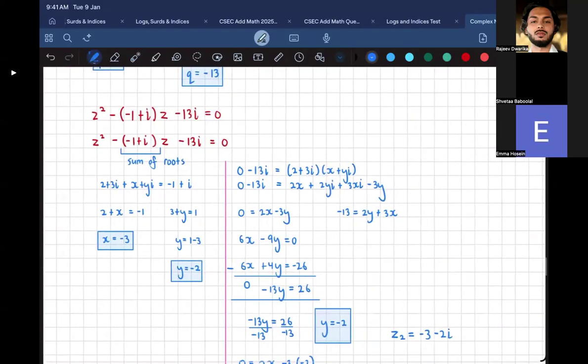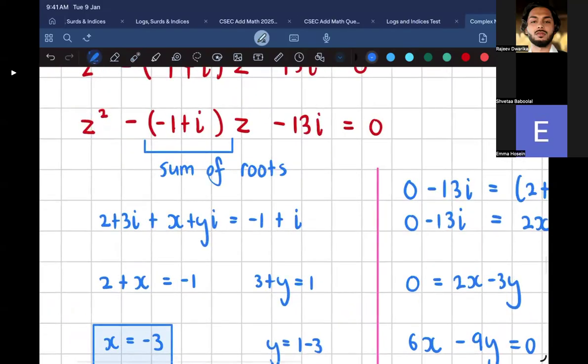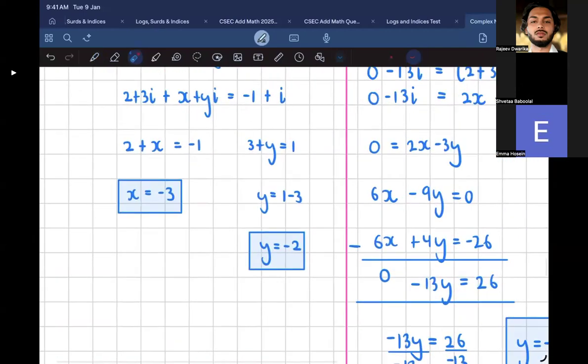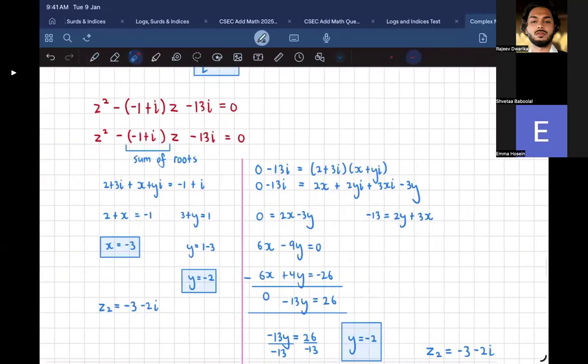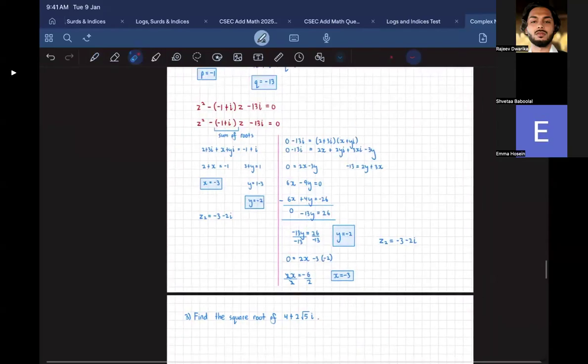If you want to do this, it has to be in the sum and products form, which says z squared minus the sum of the roots, minus the product. It has to be in this form for it to work. So if that's the case, then the other root, z2, will be equal to x. X is minus 3 plus y, which is minus 2y. So Emma, if you did your method, all you had to do was just do this and you get your answer. Or you could do this, but I wouldn't recommend it.